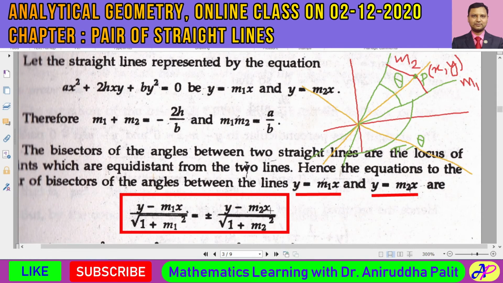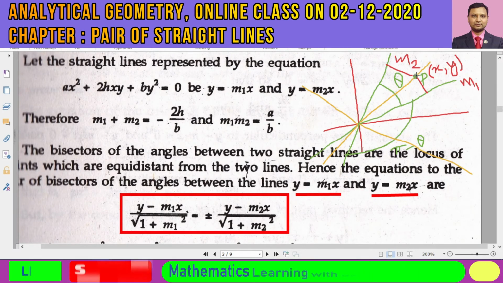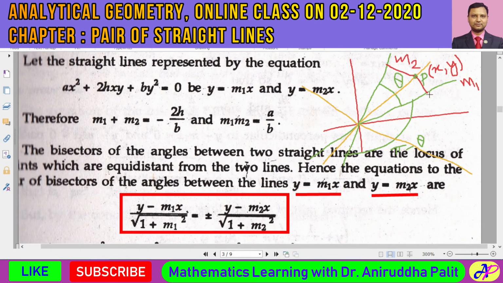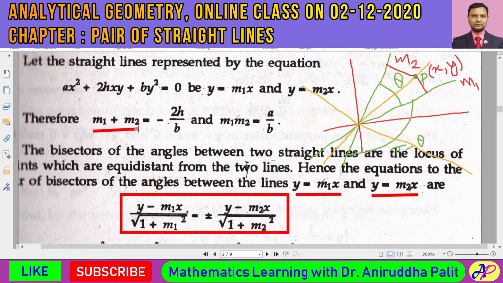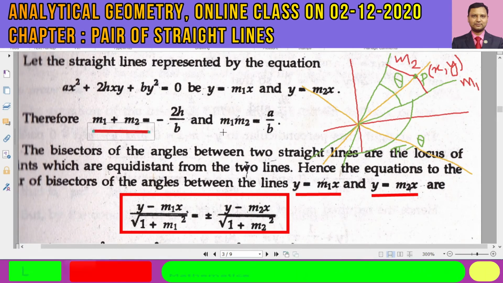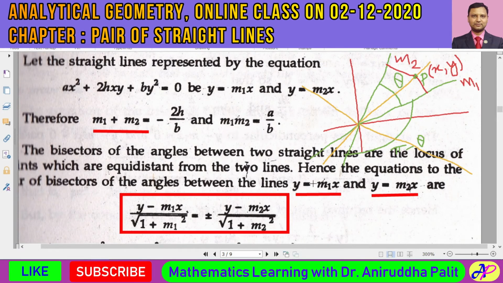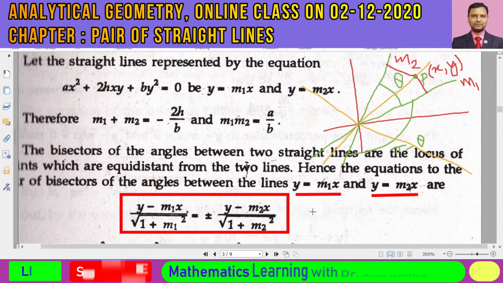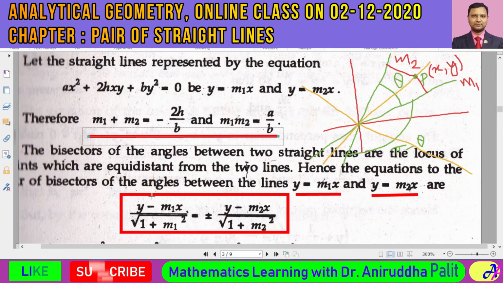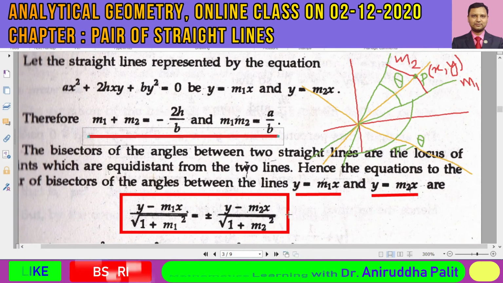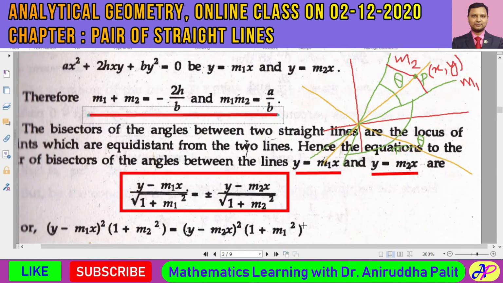So these two distances must be the same, because over here P is a point lying on the bisector. Therefore these two perpendicular distances must be same. Now our target again is to apply these two results only: m1 plus m2 is equal to minus twice h by b, and m1 m2 is equal to a by b. We are not interested to compute the individual values of m1 and m2. However, with the help of these two results, our target is to convert this relation into a suitable relation. Let's see what happens.